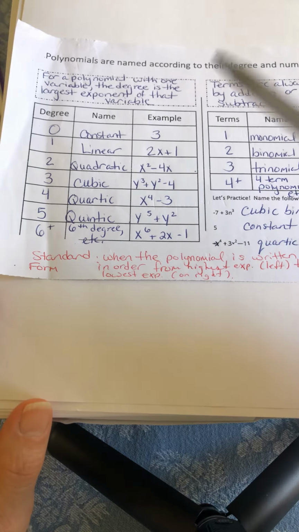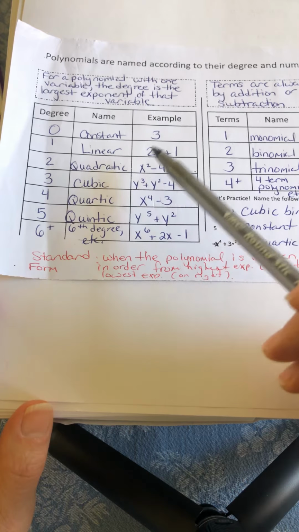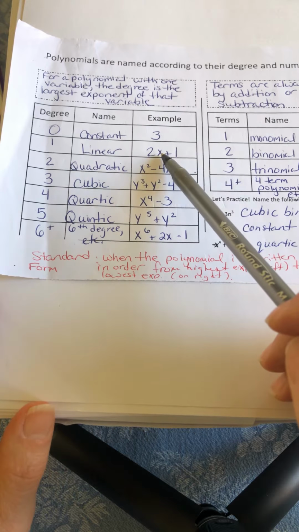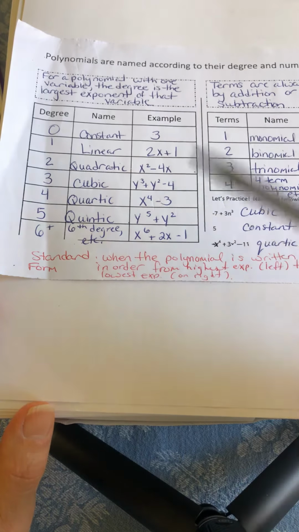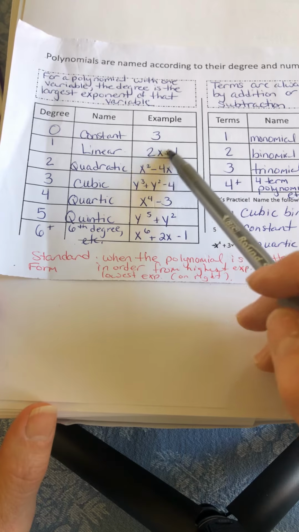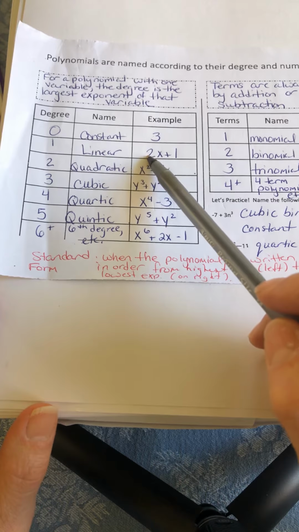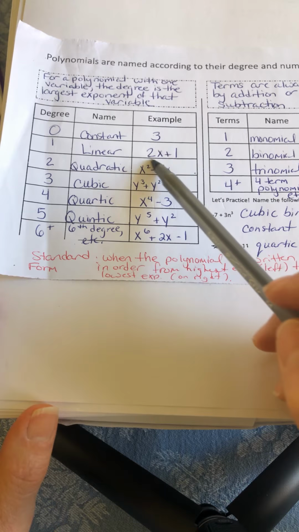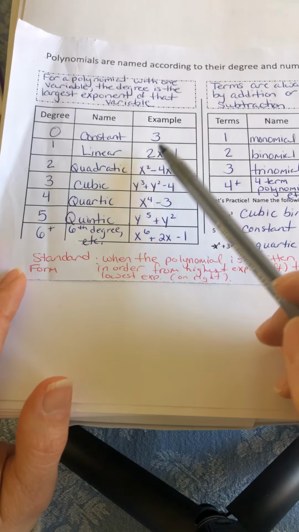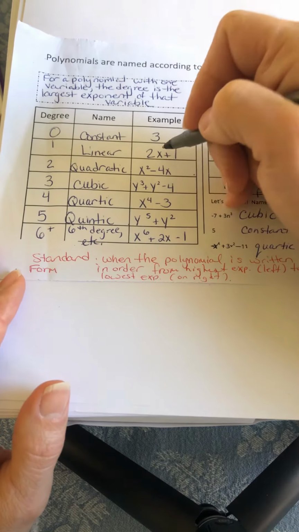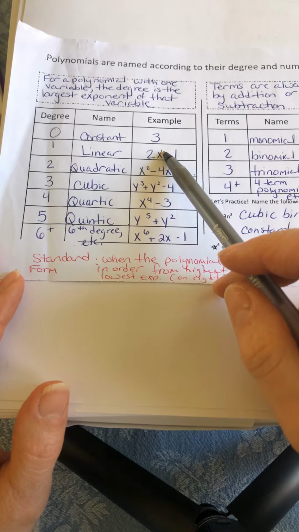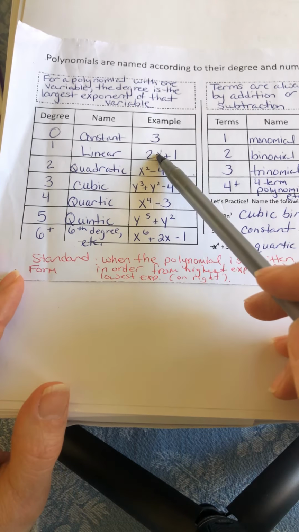So for example, if we look down here at 2x plus 1, these are all written in standard form, so the term with the highest exponent of the variable comes first. This is what I call my leading term. This is what I call my lead coefficient. So the 2x is the leading term. The 2 is the lead coefficient. The degree here is a 1 because even though I don't see it, I have an exponent of a 1 on this variable. So my degree here is a 1.